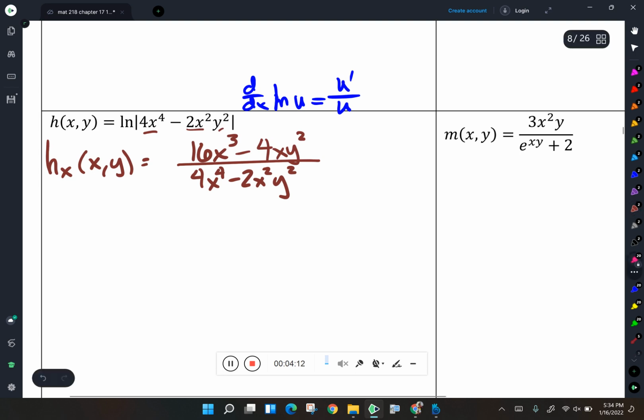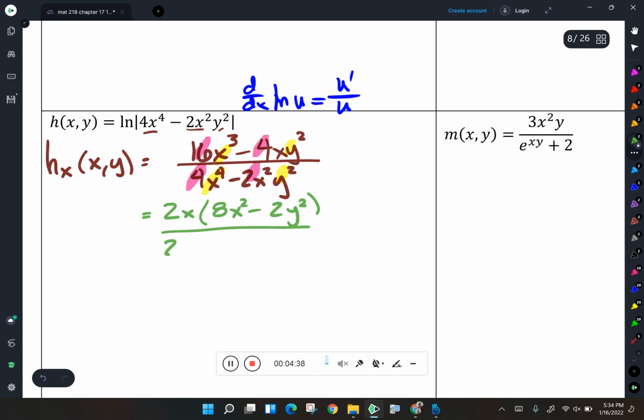And now I'll stare at it for a second and say, is there any way to simplify it? Well, it looks like for all of the coefficients I could factor a 2 out, and for all the variables I could factor an x out. So I'll go ahead and do that. That's going to give me 2x times 8x squared minus 2y squared over 2x times 2x cubed minus xy squared. And then these guys will cancel.